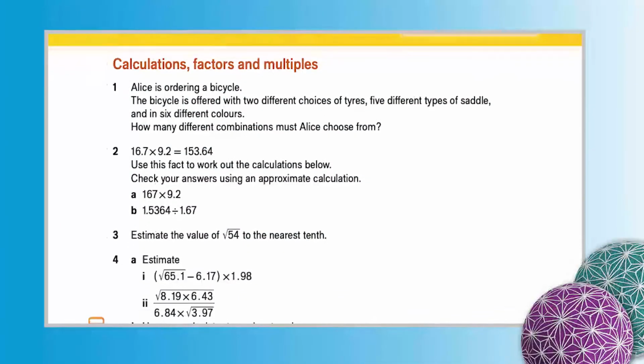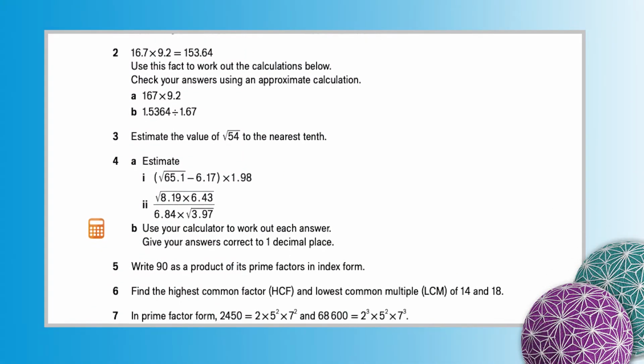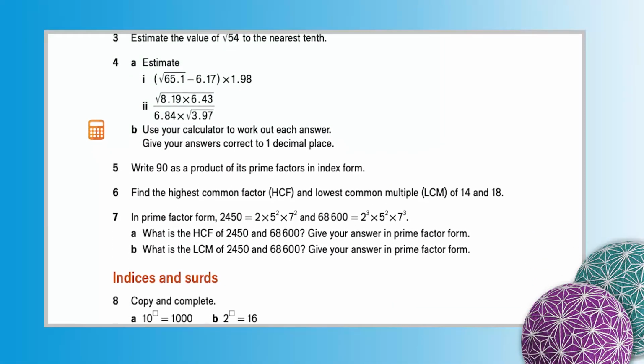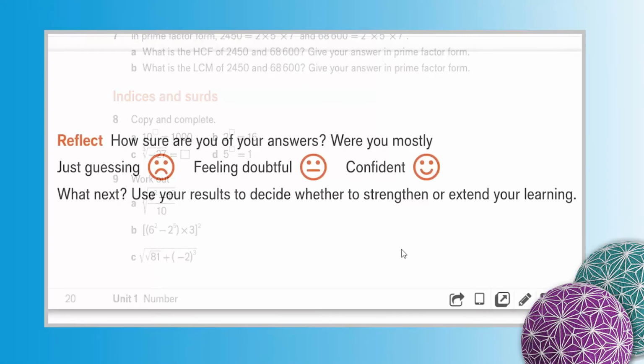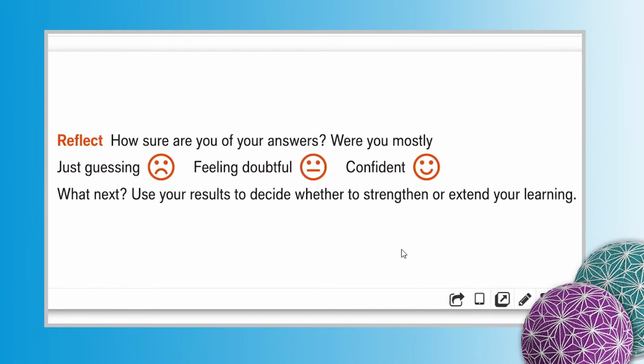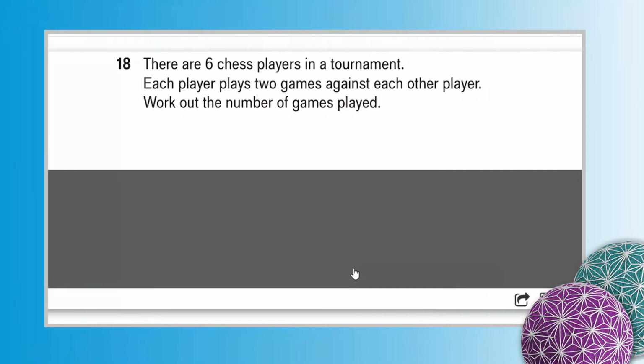After Master, students take a quick informal check-up test to check how they're doing and decide which topics they need to strengthen or extend. Check-up is split into sections according to topic and always ends with the same reflect question. Were you mostly just guessing, feeling doubtful or confident? This gets students to properly assess how they're doing for each topic. And then a challenge to stretch anyone who's got to the end with time to spare.